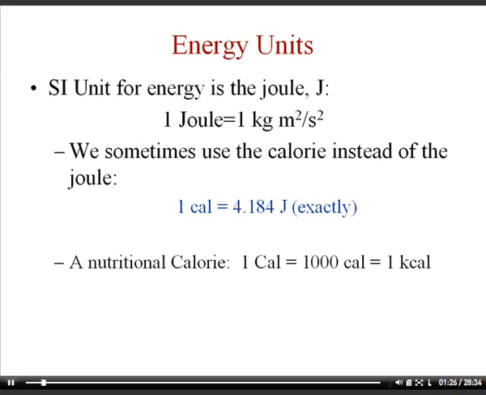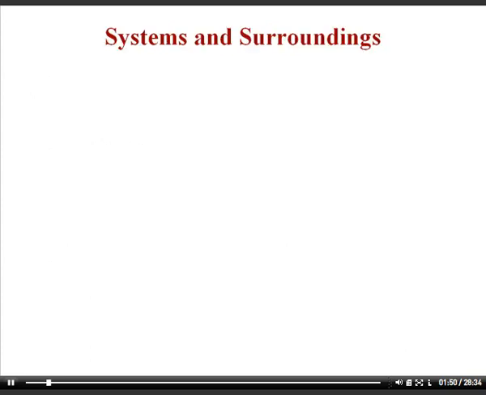Now a food calorie, or a nutritional calorie, is actually 1,000 chemistry calories, or 1 kilocalorie. So if you were to drink a soft drink and it says that it's a 1 calorie drink, they're actually lying to you. It's 1,000 real calories that you would calculate in a chemistry class, or it's a kilocalorie. So it's abbreviated with a capital CAL instead of a lowercase CAL.